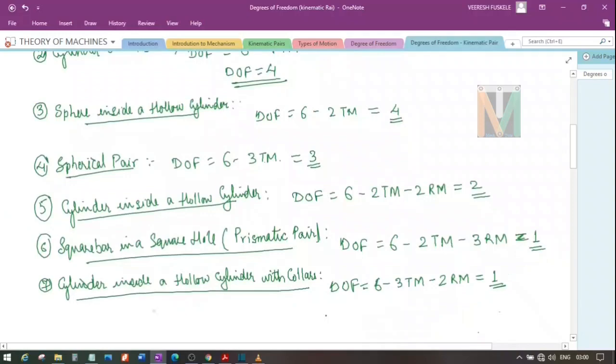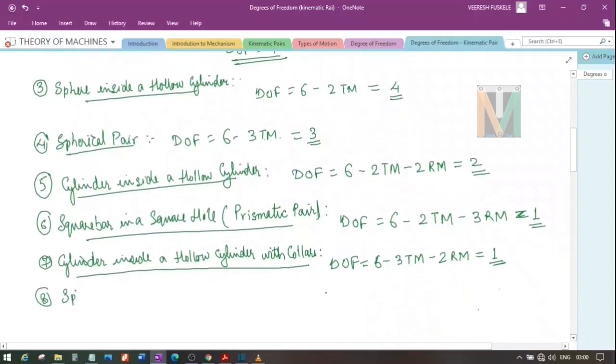So we see here from the demonstration that there will be a total of one restraint imposed by this joint, right? That is, the vertical motion of the sphere is restricted. So for a sphere on plate kinematic pair, the degree of freedom would be 6 minus 1 translatory motion restricted. That is, the motion in the y direction is restricted. So the degree of freedom would be 5, right?